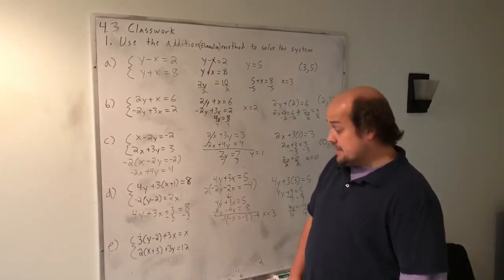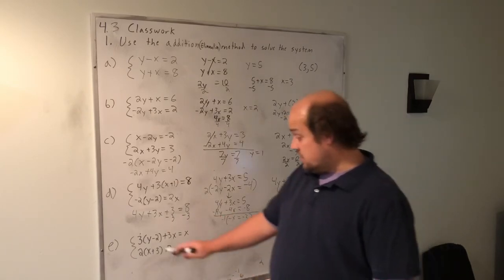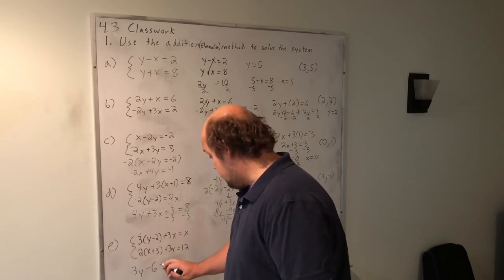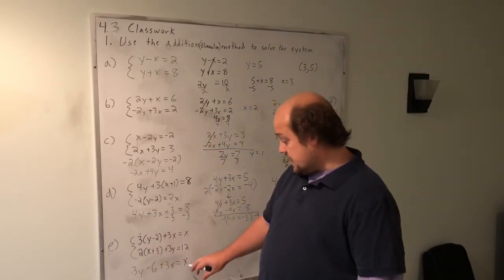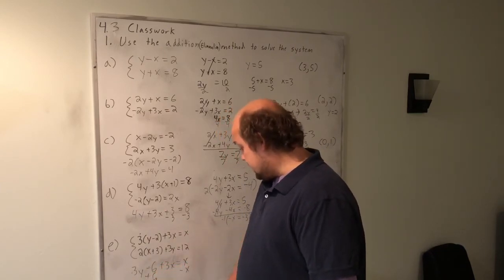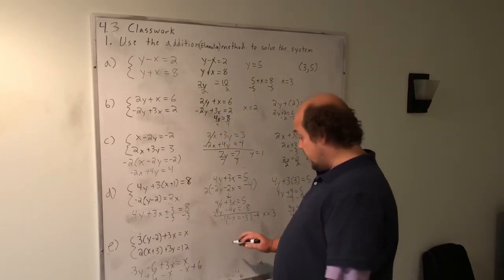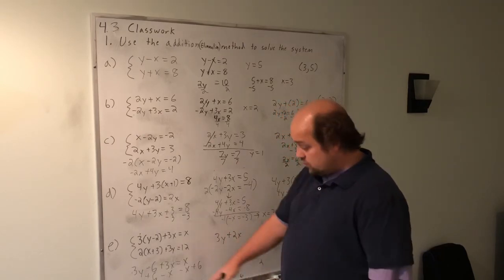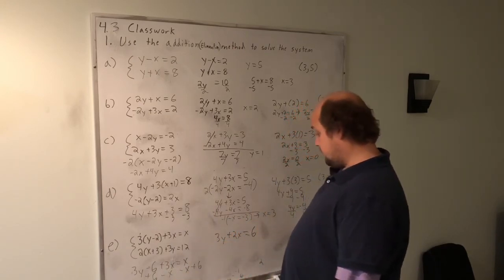For part E, same idea. I'm going to start by distributing, making sure all the letters are on the left, all the numbers are on the right. So when I distribute this 3, I get 3y minus 6 plus 3x equals x. I'm going to take this 6 to this side. I'm going to take this x to this side. So plus 6 here, minus x here, minus x here, plus 6 there. That gives me the equation 3y plus 2x. I'm getting the 2x as the 3x minus x equals positive 6.